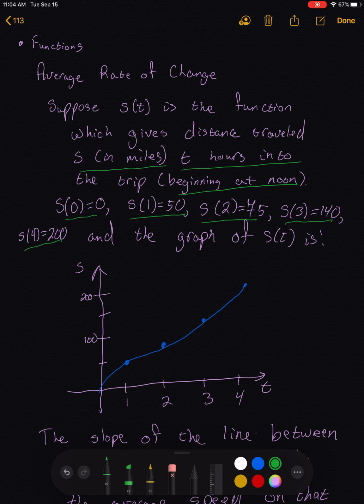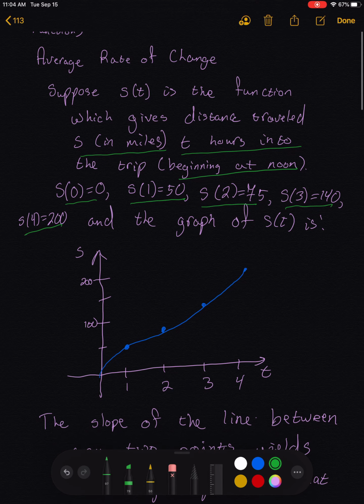And our graph of S of t looks like this. So our vertical axis is S in miles, that's how far we've traveled. Our horizontal axis is t, how much time has passed. And the path that we're taking looks like this.